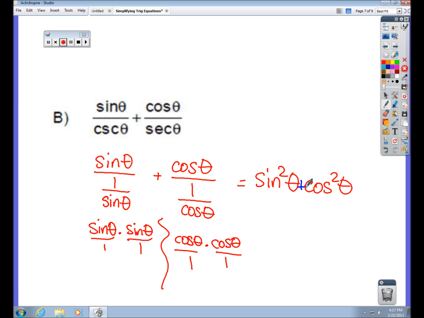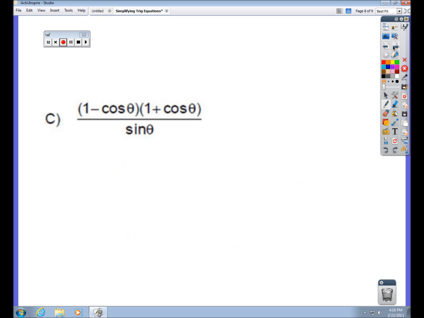Okay, now we have things to the second power. So now we can look at our Pythagorean identities, and sine squared plus cosine squared is equal to 1. Okay, so sometimes with fractions, or if you have lots of functions, it's best to change things to sine and cosine. And with fractions, also remember you've got the common denominator strategy to add fractions.